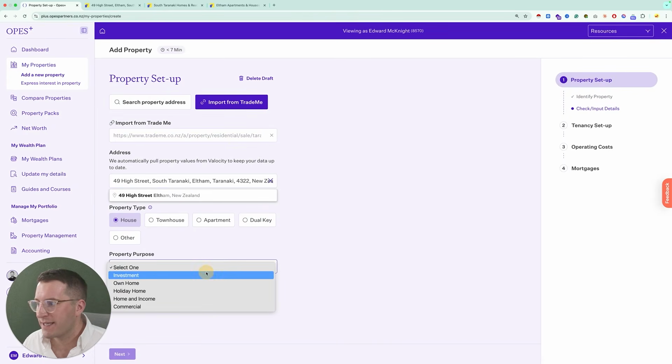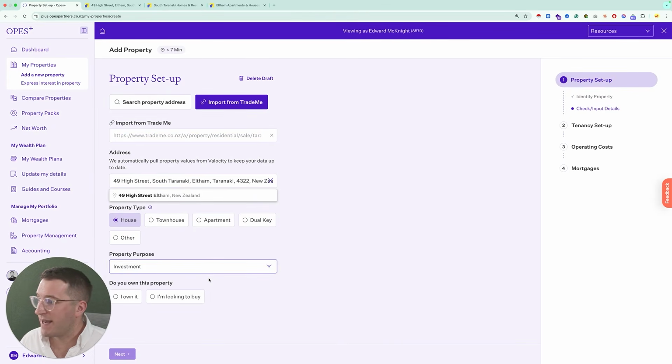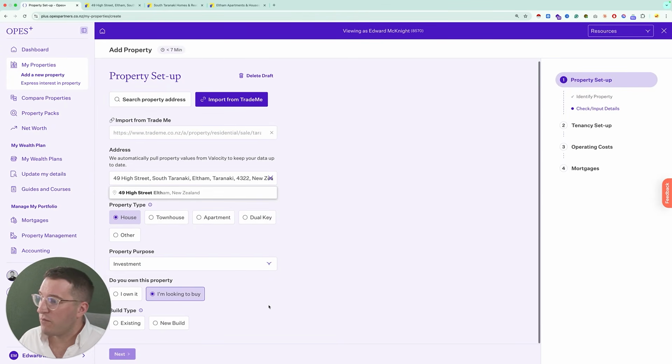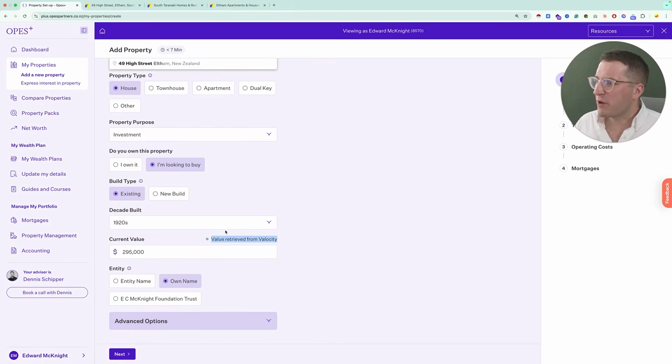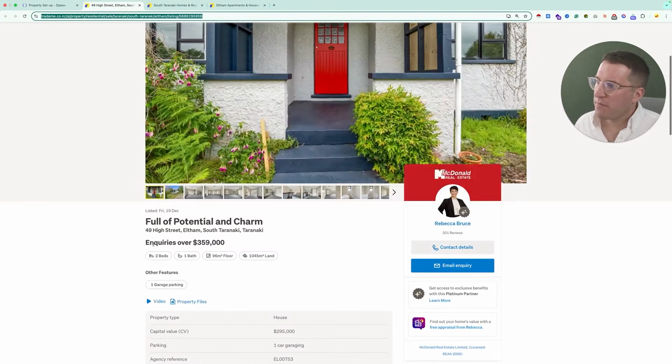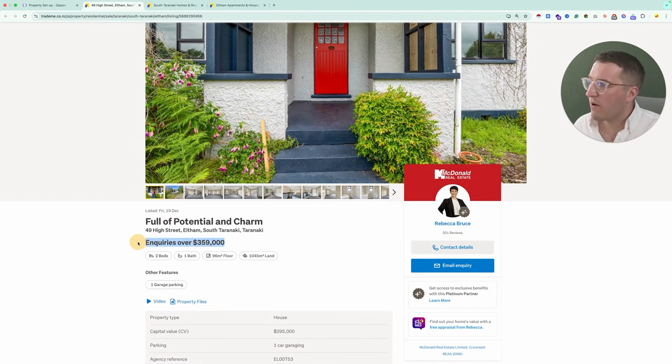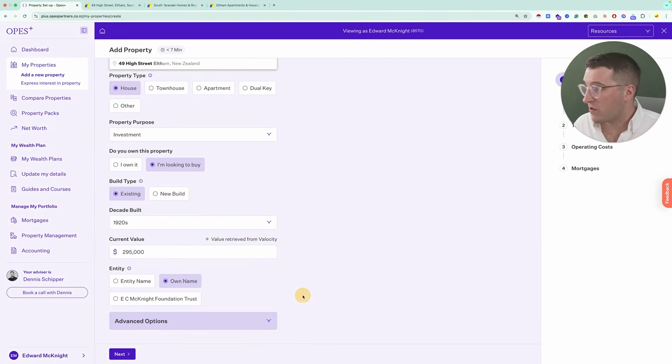Like, it's already going to tell us that it's a house. We just need to tell Opes Plus that it's an investment. We're obviously looking to buy it, and it's an existing property. Now, one of the things Opes Plus has done is it's already gone to Velocity, which is a property valuation company, and estimated the value at $295,000. Just watch out for that though, because this property is looking for inquiries of $359,000 or more, but maybe that price is too high.